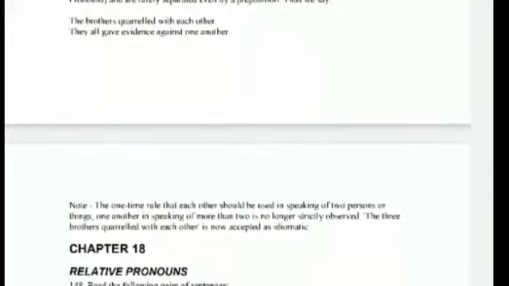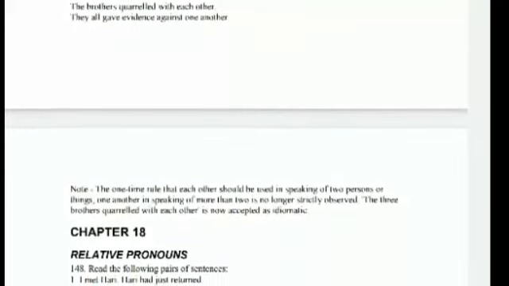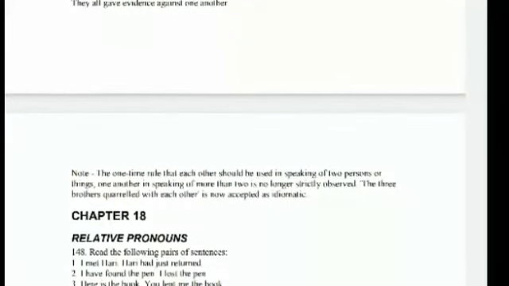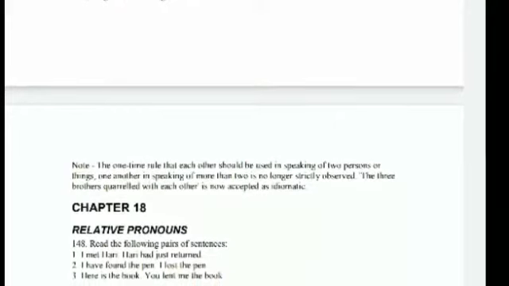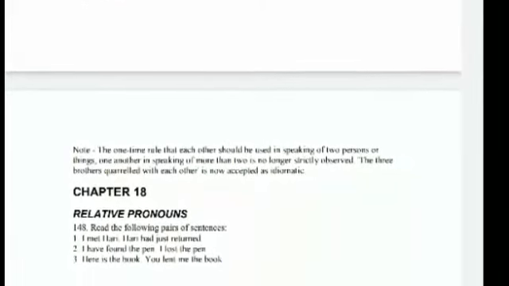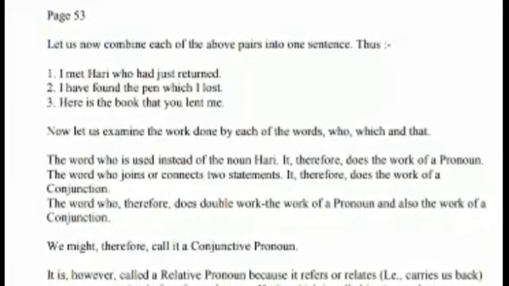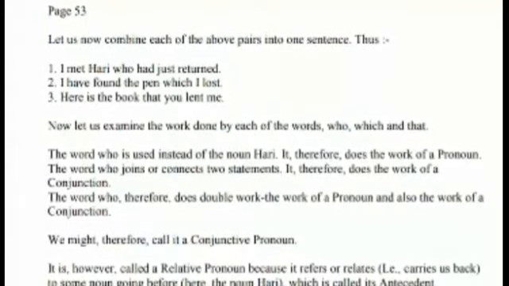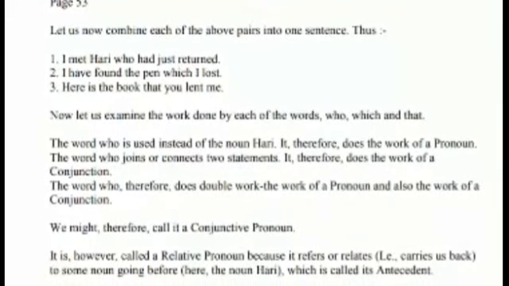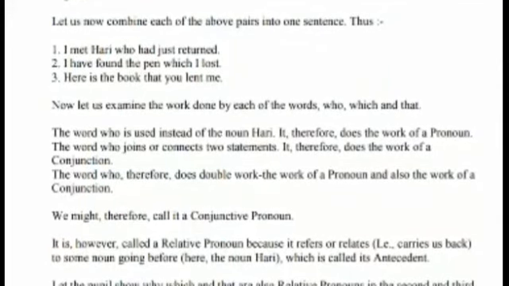I met Hari. Hari had just returned. I have found the pen. I had lost the pen. Here is the book. You lent me the book. Now let us combine these sentences. I met Hari who had just returned. I have found the pen which I had lost. Here is the book that you lent me.